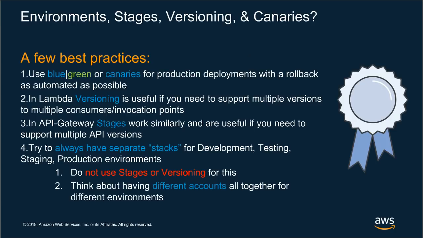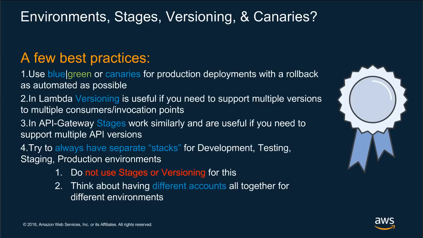So we've talked about a couple of different concepts here. Some of them are a little conflicting. You might have some knowledge or experience in some of the other capabilities of these products already. So I want to talk about a couple of general best practices. The first is to use blue-green or canary-based deployments for production with a rollback as automated as possible. The benefit of these deployment models is that they are fairly unimpactful to your end customers. And if you have the ability to do really strong testing as part of it, then you don't have to put all of your customers at risk for what it is that you're doing.